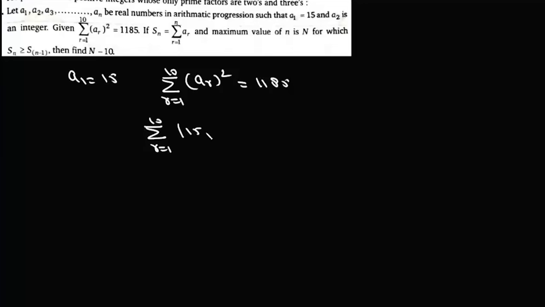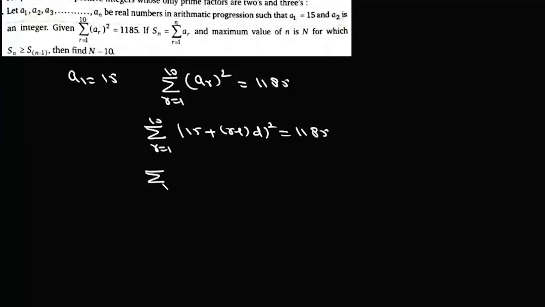Now we are given that a1 is 15, and we are also given that summation a_r square, where r varies from 1 to 10, is 1185. Now its general term will be (15 + (r − 1)d) whole square, and this is 1185.